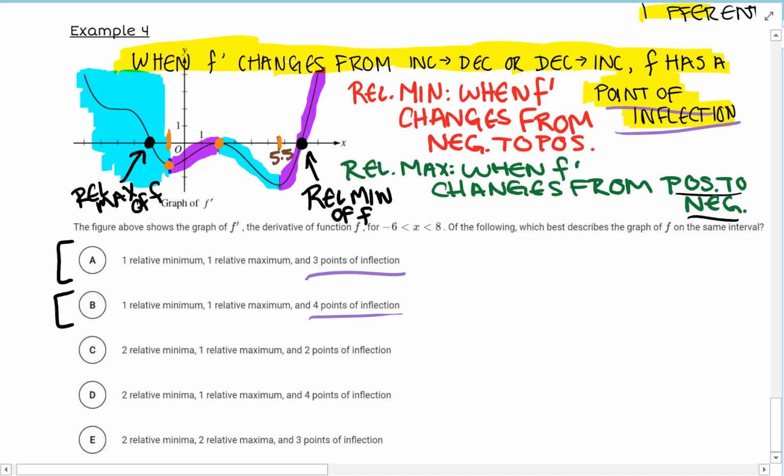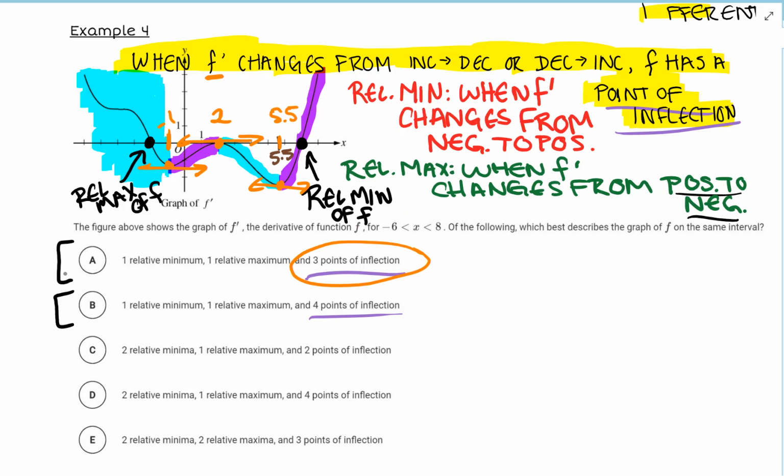And at x equals 5.5, the graph of f prime goes from decreasing to increasing, which indicates another point of inflection. As you notice, points of inflection can be found whenever you have a horizontal tangent on the graph of f prime, because the derivative of f prime is f double prime. Our points of inflection are at x equals negative 1, x equals 2, and x equals 5.5. That gives me a total of 3 points of inflection.